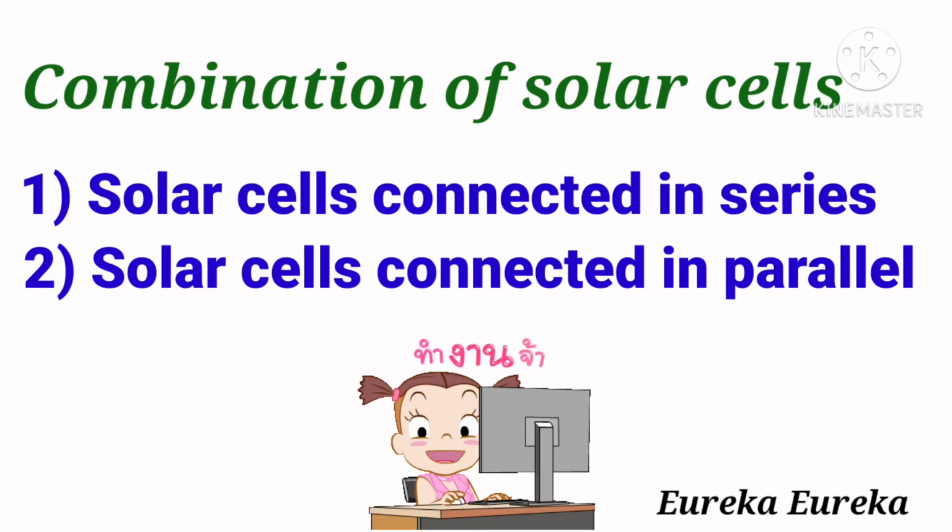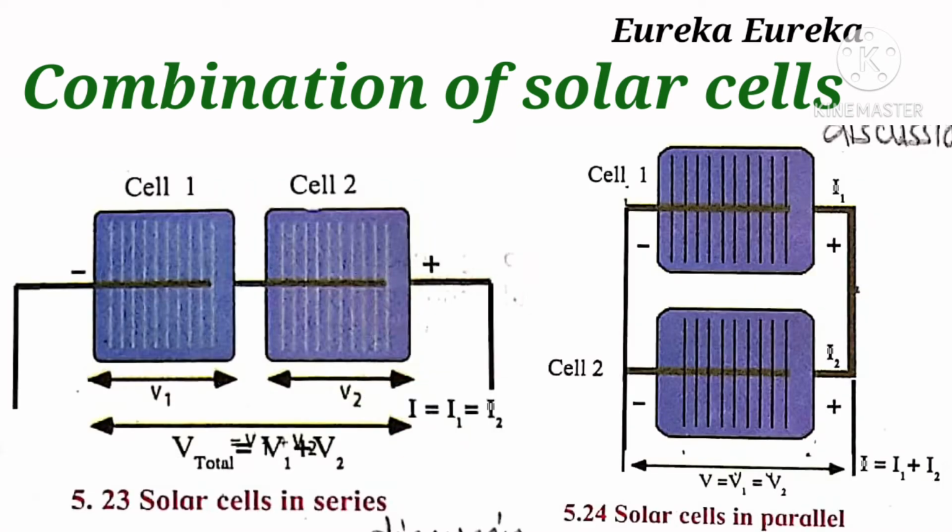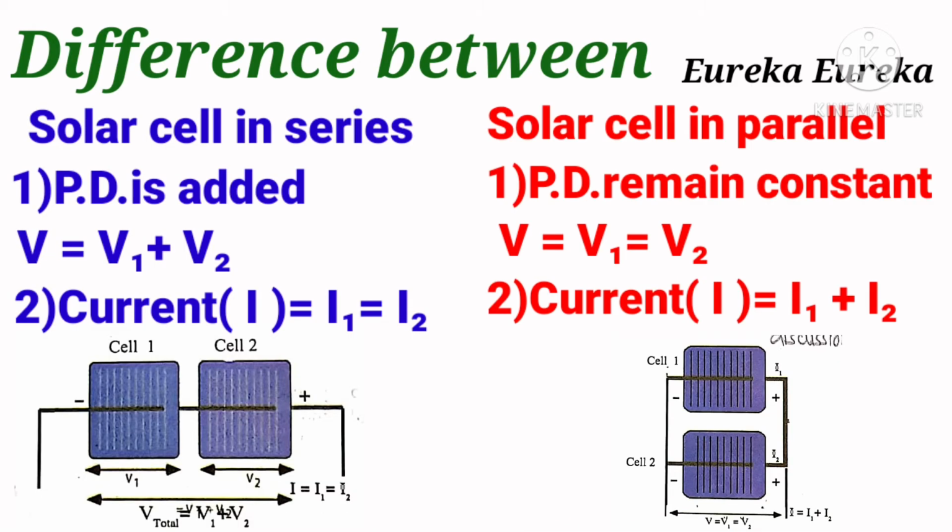The solar cells, they are connected either in series or in parallel. Figure 5.23 shows the arrangement of solar cells in series, whereas figure 5.24 it shows the arrangement of solar cells in parallel. So let's point out the differences here. The solar cells, when they are connected in series, the potential differences of the individual cells are added. And when the solar cells are connected in parallel, the potential differences remain constant, that is, they are not added.